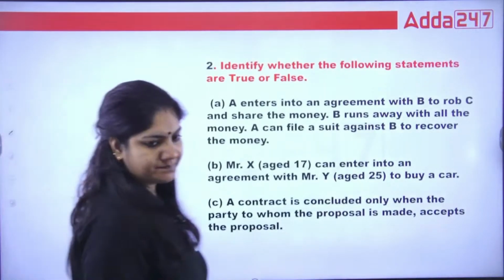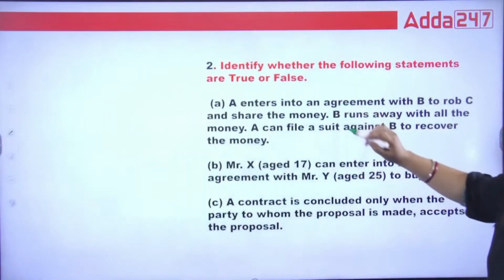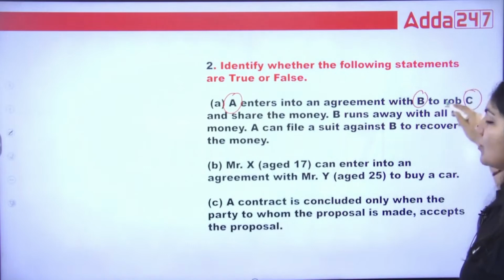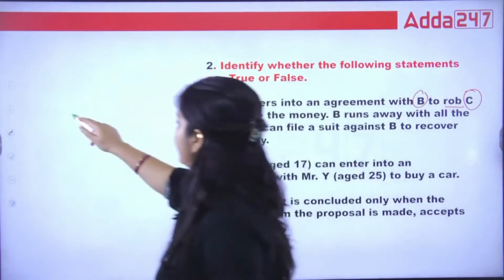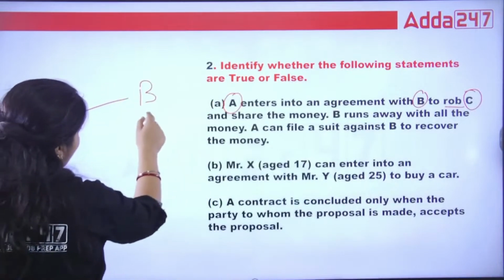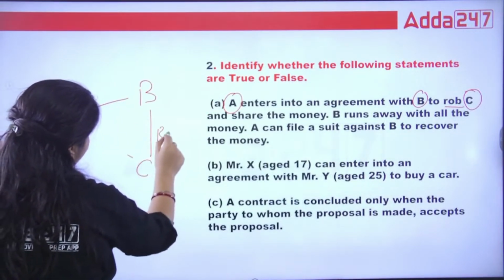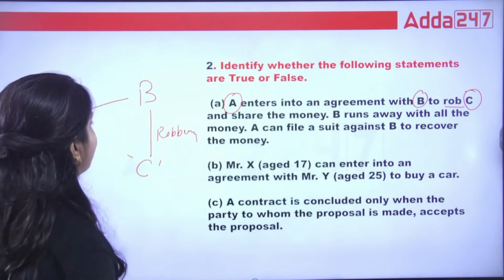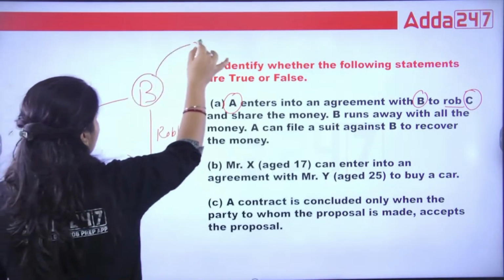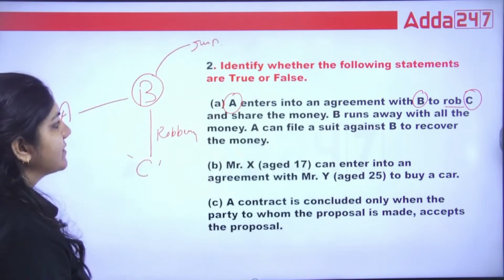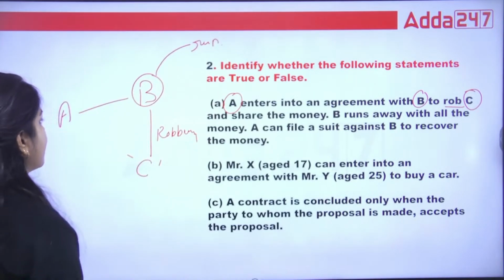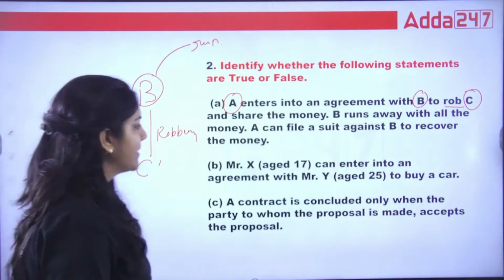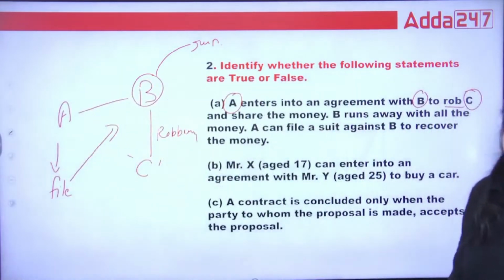Now true and false. That is also from the Indian Contract Act. A enters into an agreement with B to rob C. Rob means robbery. So A has made a contract with B that you have to rob C and share the money. B robs C and runs away with all the money. A can file a suit against B to recover the money. So class, tell me, can A file the case against B? That is true or false.